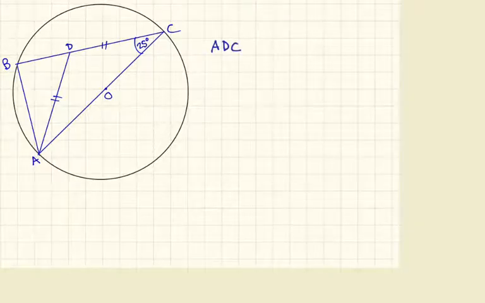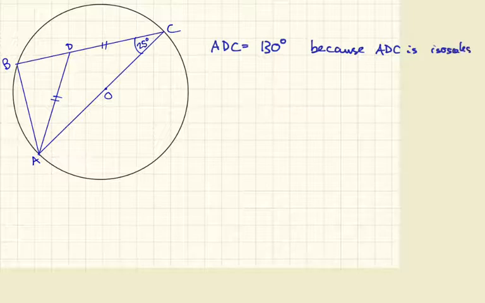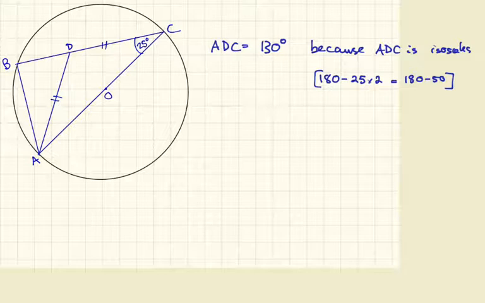We want to find ADC. Now, ADC, the triangle, is isosceles. So you can use that fact to work out that ADC must be 130 degrees. And the reason is because ADC is isosceles. You might have written some sort of calculation like 118 minus 25 times 2 is the angle ADC, which is 180 minus 50, which is 130. Okay, so that would have been the answer to that question.